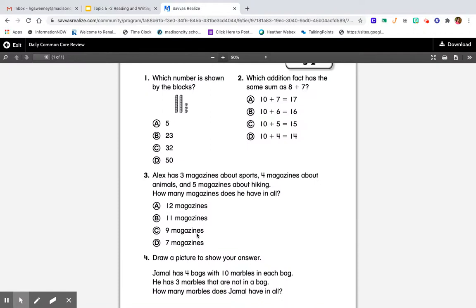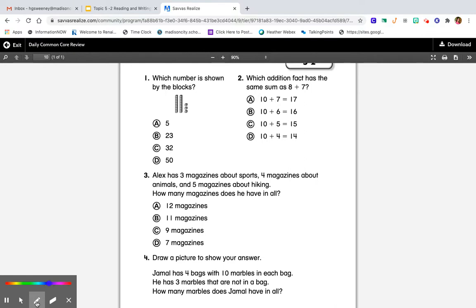So now we're going to do the Common Core Review warm-up. So I want you to solve these 4 problems on your math notebook. Go ahead and pause the video at this time and complete these 4 problems, and when you're done, come back and press play, and we'll check them together. Let's go ahead and start with number 1.